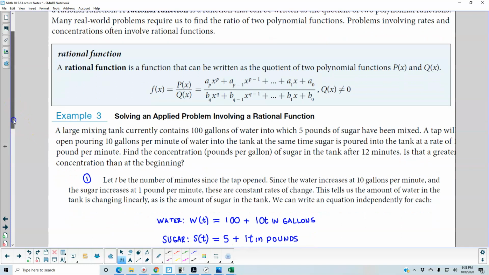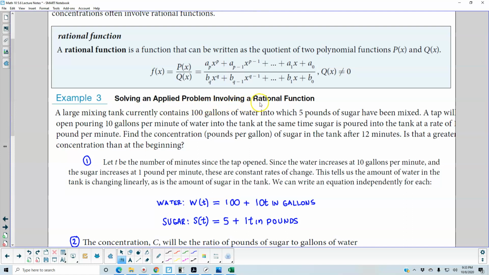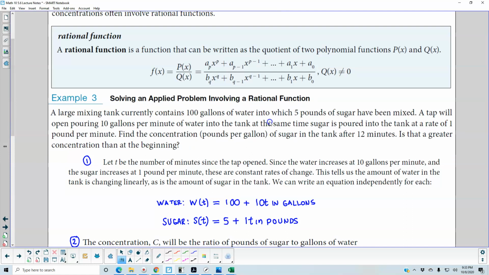Now for example number 3, we're solving an applied problem involving a rational function. A large mixing tank currently contains 100 gallons of water into which 5 pounds of sugar have been mixed. A tap will open, pouring 10 gallons per minute of water into the tank at the same time sugar is poured into the tank at a rate of 1 pound per minute. Find the concentration, pounds per gallon, of sugar in the tank after 12 minutes. Is that a greater concentration than at the beginning?